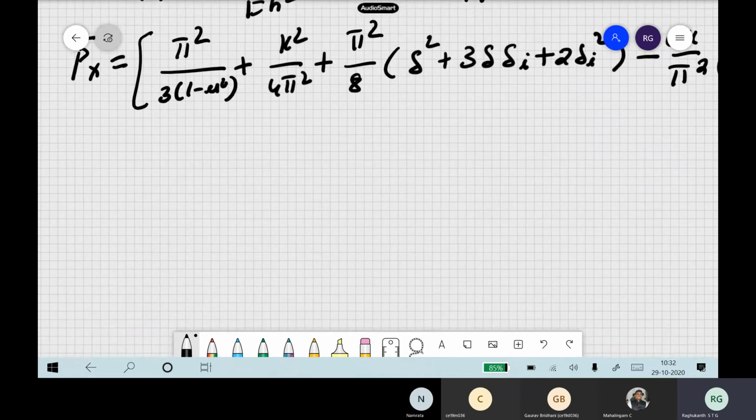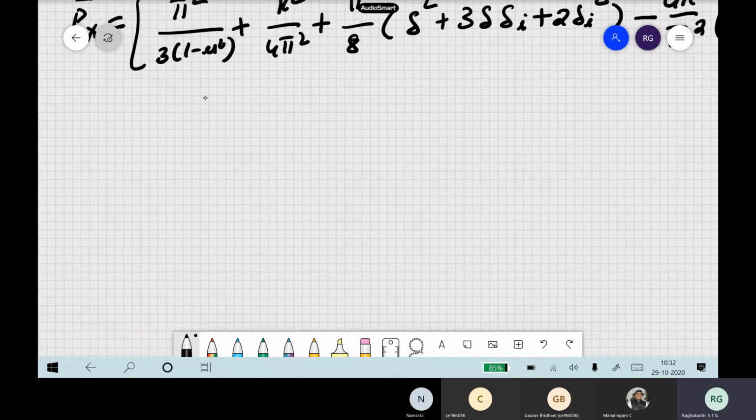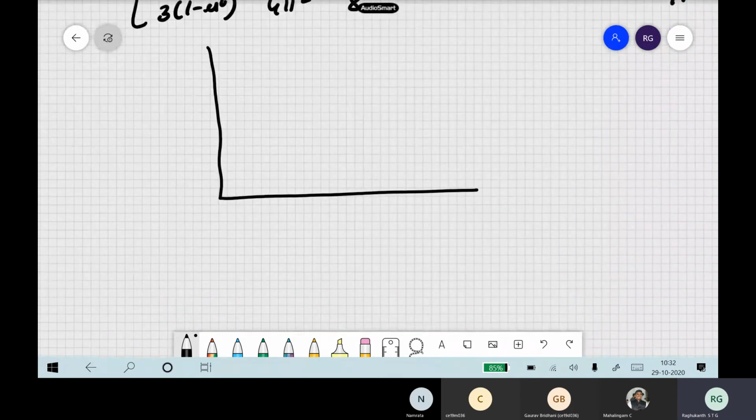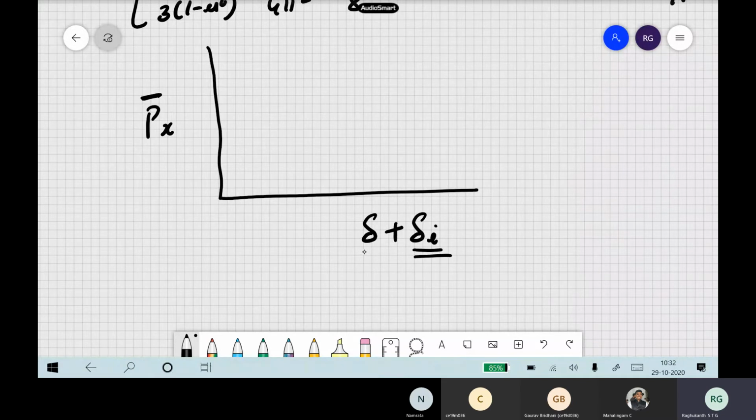So now, first of all, to verify this equation. If you plot, you remember post buckling behavior also, we plotted this p_x bar, and your deflection is delta plus delta_i, which comes from the post buckling of an already imperfect shell. If you try to plot this, for the time being let us assume k as 0, or r is infinity.